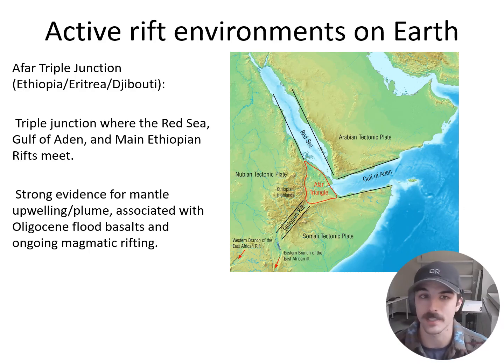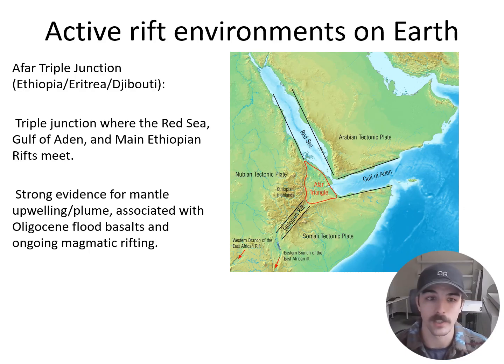Perhaps the most famous example on Earth of an active rift margin is the Afar Triple Junction. This is in the Eastern African rift system, and a triple junction is where three fault systems meet together to form a junction. In this case, it's what we would consider an RRR triple junction, which stands for rift, rift, rift, right? So the Red Sea and the Gulf of Aden are two rifts, and then the Ethiopian rift is the third one.